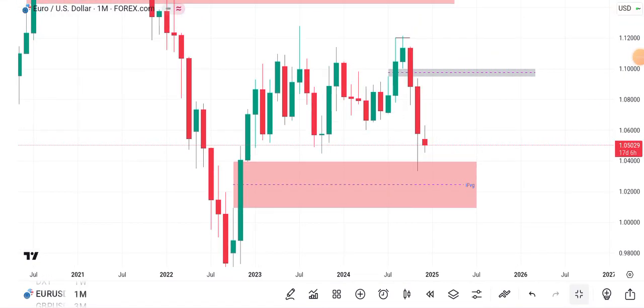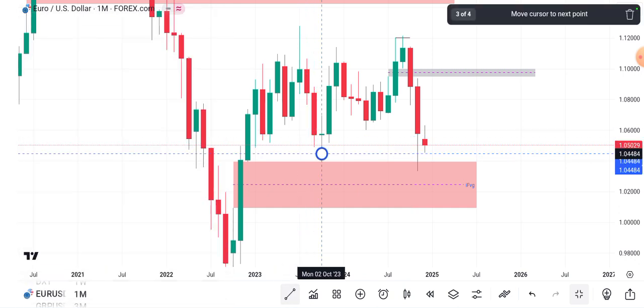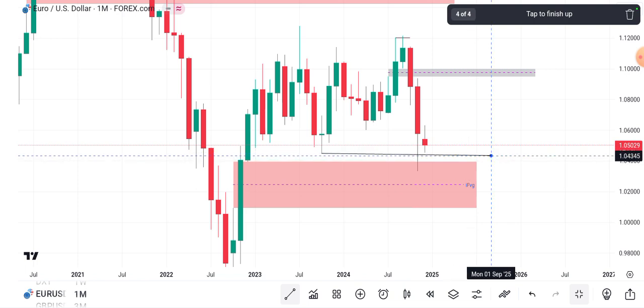The same trade setup on EUR/USD. I've said earlier, go to the higher time frame. That should be the source of this trade setup. So this is a fair value gap, a monthly fair value gap, and into that monthly fair value gap, there's an old low which looks like a swing here.